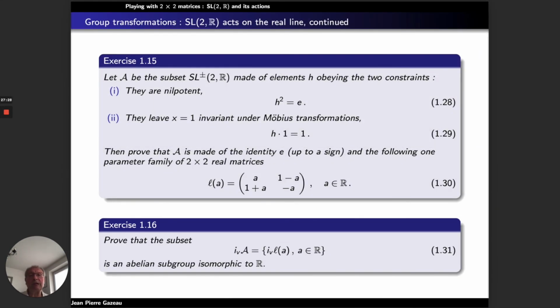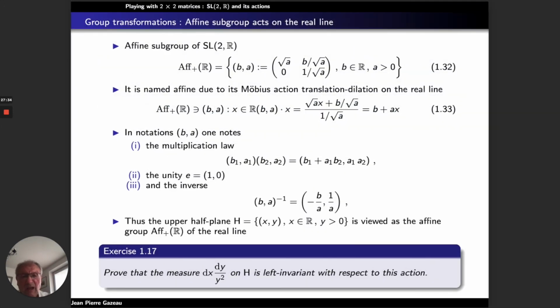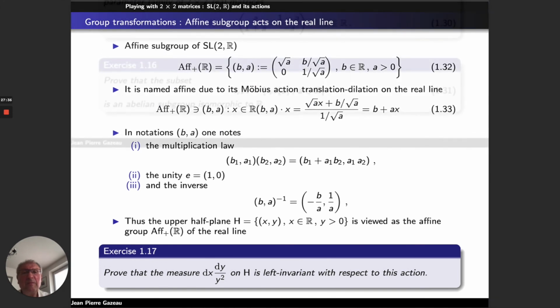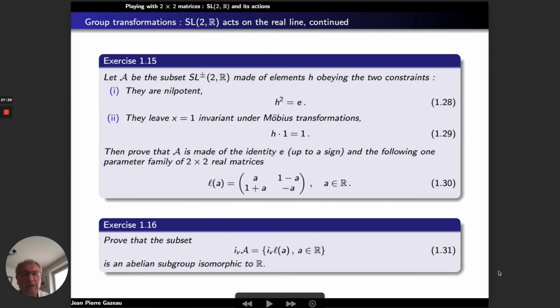This is an exercise which can be very interesting. And I will end this first lesson with those two exercises. Exercise 1.15. Suppose you have a subset of SL plus or minus 2R, which is made of elements H obeying the two constraints. They are nilpotent, that means H squared is equal to the identity.